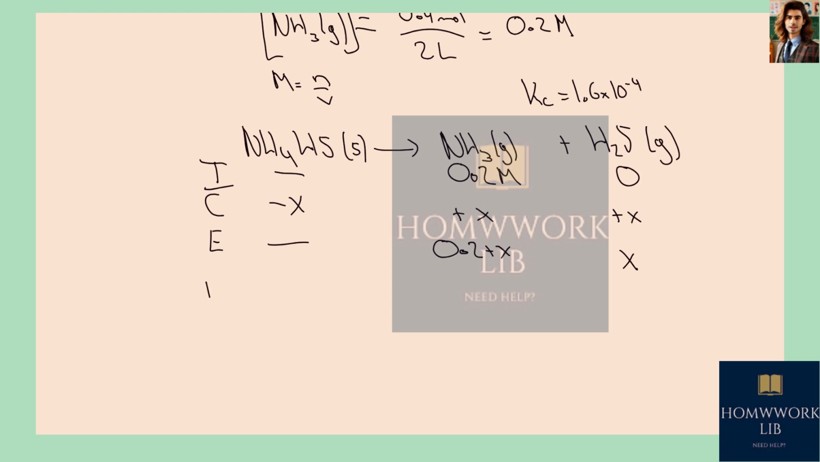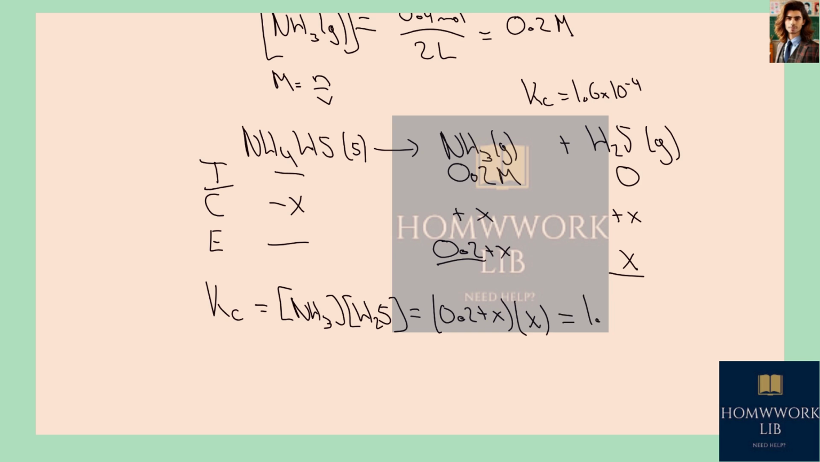Next up, we can write down the definition for our equilibrium constant, that is concentration of NH3 times concentration of H2S. It's going to be equal to the values that we found at equilibrium. So 0.2 plus x times x. This is going to be equal to the value for Kc, that is 1.6 times 10 to the minus 4.